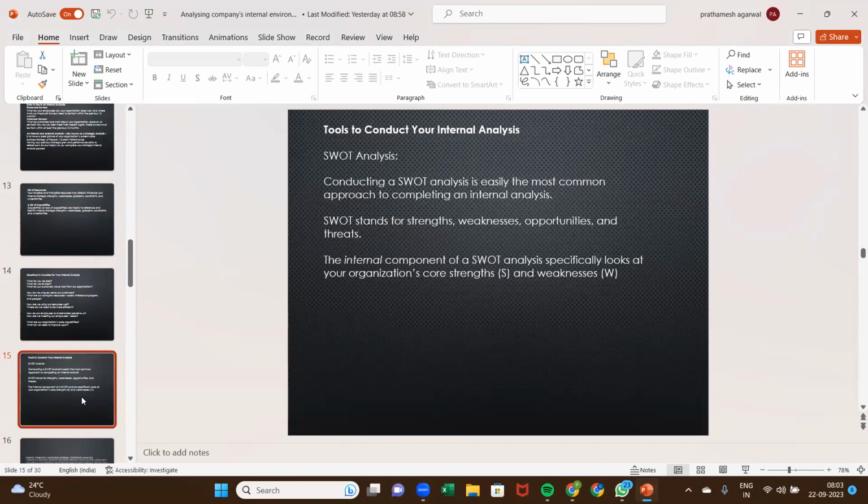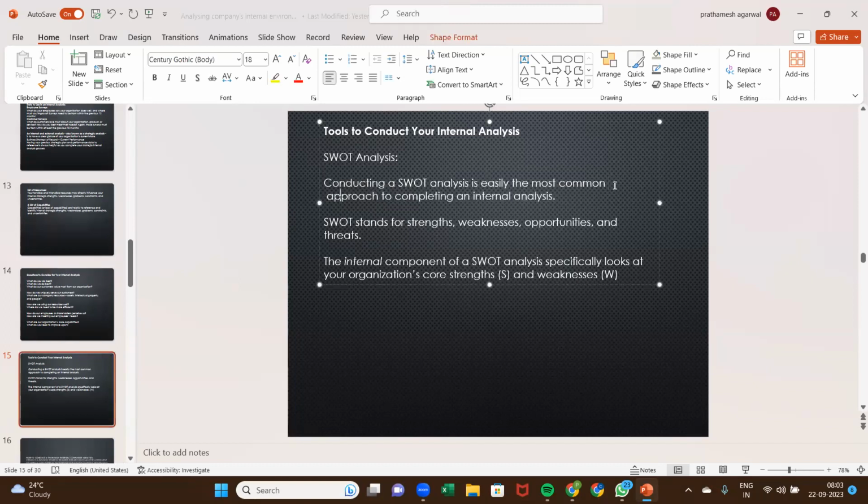The tools to conduct internal analysis. I think we stopped here yesterday. So SWOT is a common tool. SWOT analysis. Conducting a SWOT analysis is easily the most common approach to completing an internal analysis. So SWOT is one of the main important tools to conduct an internal analysis.